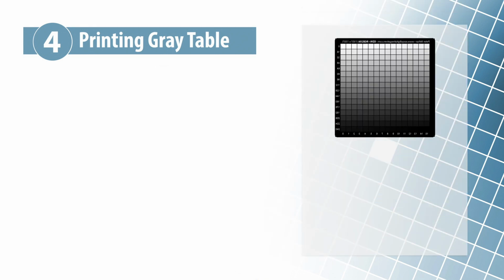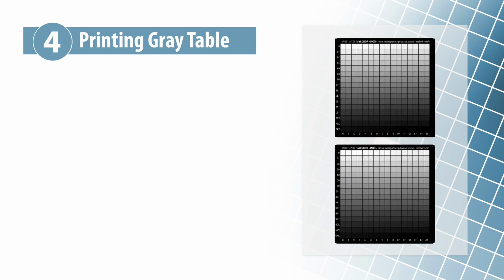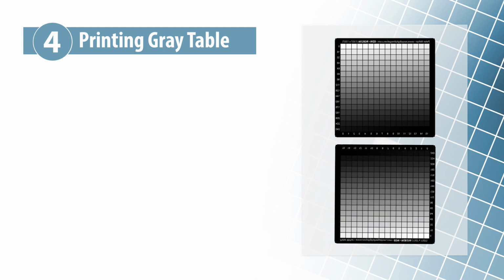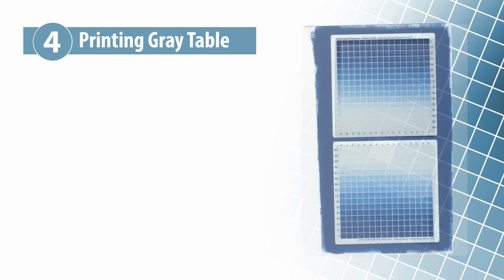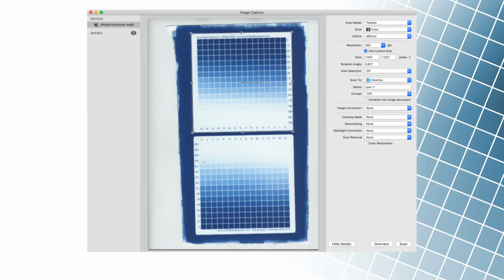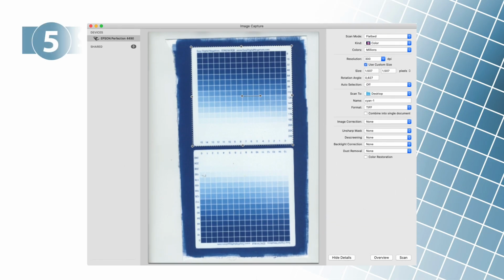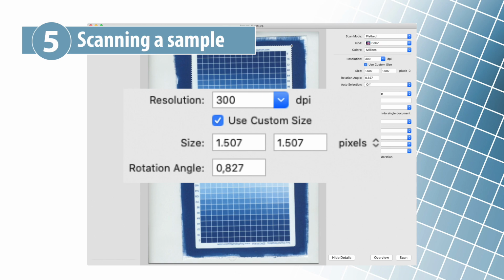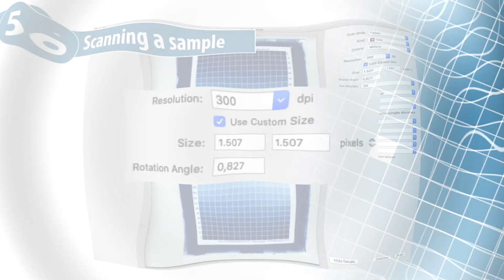Because the results are much better if we use multiple grayscale tables, it is best to print two tables on a paper sheet. Due to coding errors, it is best to turn one of the tables upside down. We expose the tables with the exact printing time and develop them. Once the samples are dry, they are scanned and cropped to the appropriate size. In our case, the sample size is 1507 by 1507 pixels.